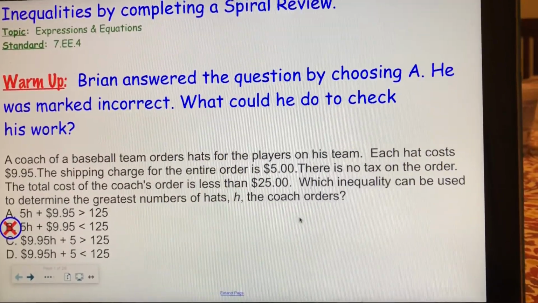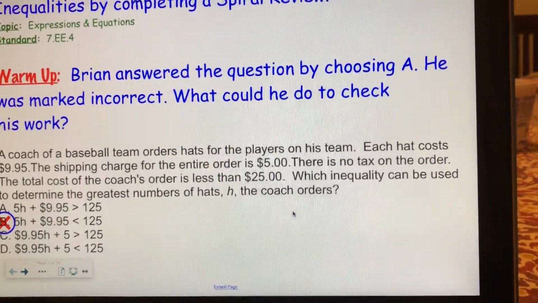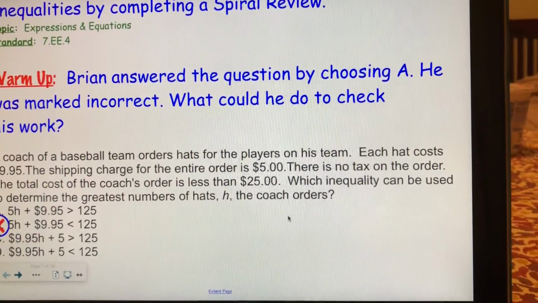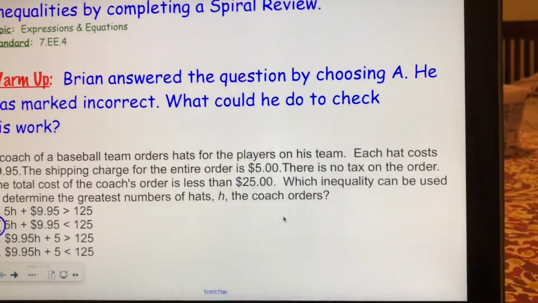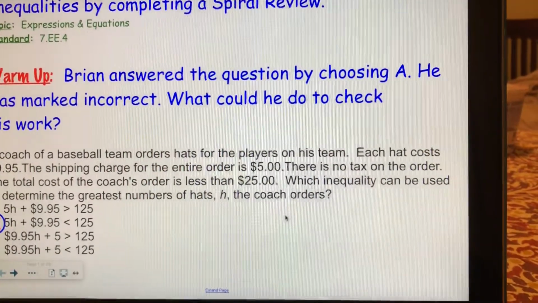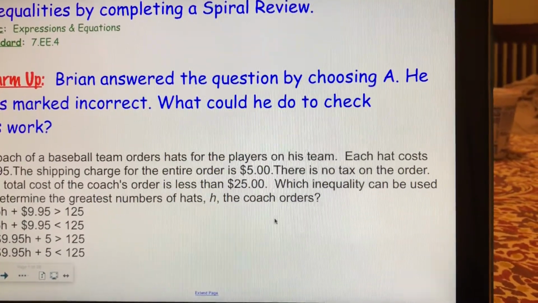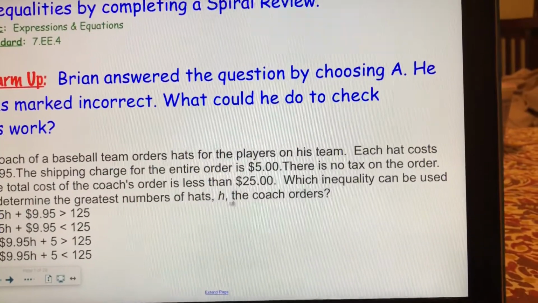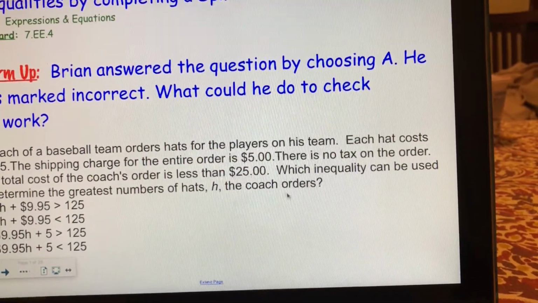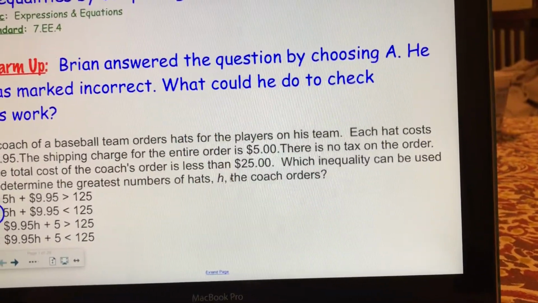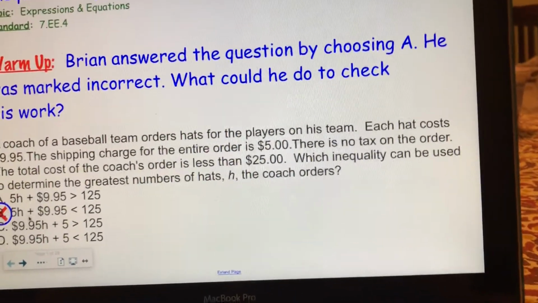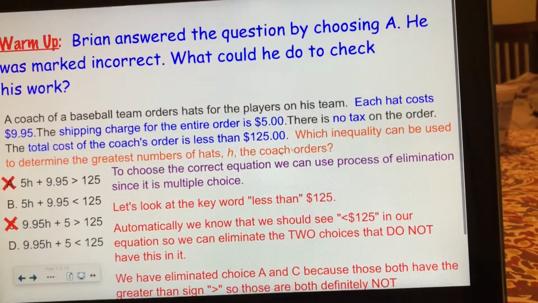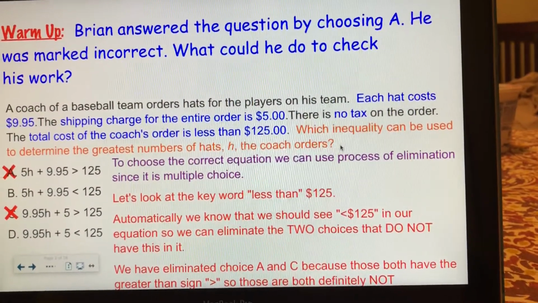And the question was, a coach of a baseball team orders hats for the players on his team. Each hat costs $9.95. The shipping charge for the entire order is $5. There is no tax on the order. The total cost of the coach's order is less than $25. Which inequality can be used to determine the greatest number of hats, H, the coach orders? So again, our unknown is the number of hats, so we're going to use the letter H for that. And Brian chose B, but that was incorrect. So let's take a look. Which inequality can be used to determine the greatest number of hats?